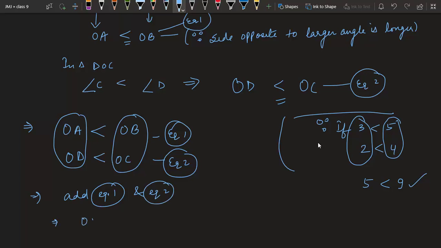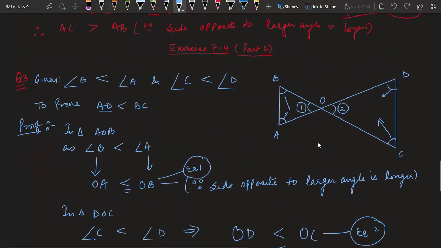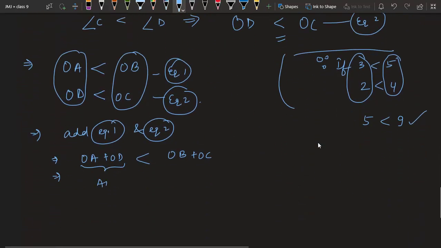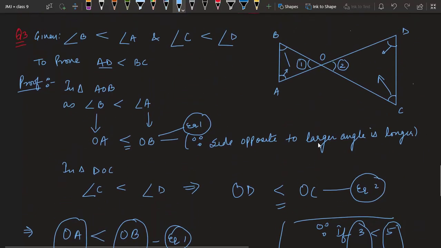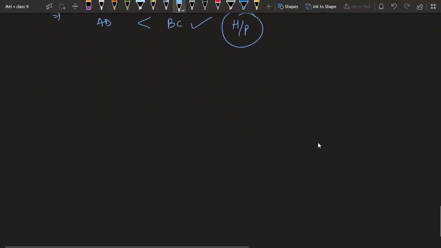What will we get? OA plus OD is less than OB plus OC. And if you observe, OA plus OD is forming AD, so this is AD is less than, and OB and OC are forming BC. So we have got the required proof, and we can say hence proved. Okay, now let's take the next part.